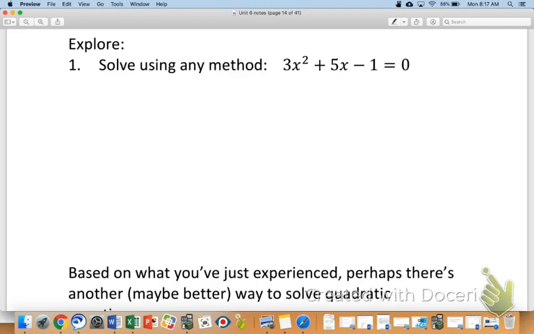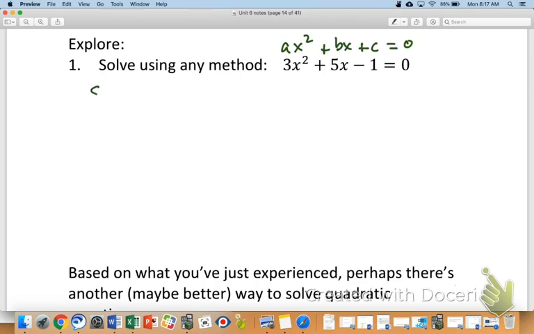Not so good with this. First of all, is the b 0? Now, if you look at that standard form of a quadratic, we've got ax squared plus bx plus c equals 0. What's the a value? 3. What's the b? It's not 0, so we can't use the square roots property that we did before. And c is what? -1. Okay.